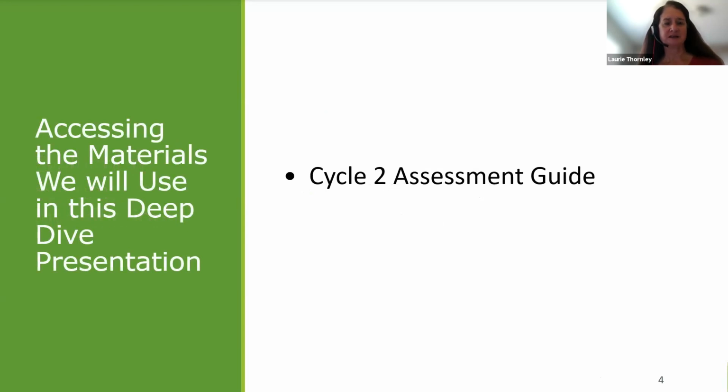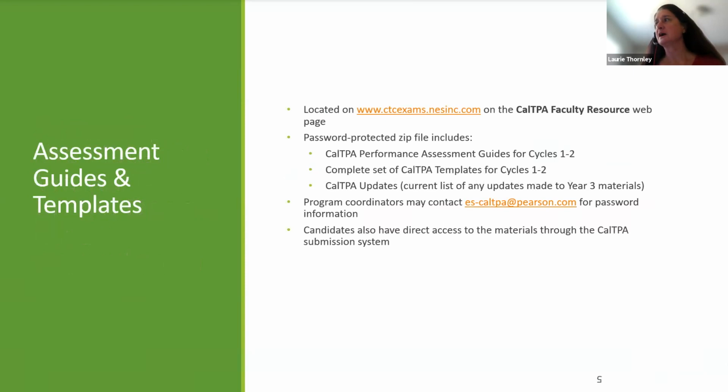And today we will be taking a deep dive into Cycle 2. Before we get started, I want to make sure everyone knows how to access the materials. For faculty and staff, they are located on the CTC exams webpage. The URL is listed there. They are available in downloadable, password protected zip files, and I will type the password in the chat window. Also, you can email caltpa@pearson.com for password information or any other technical information pertaining to CalTPA.